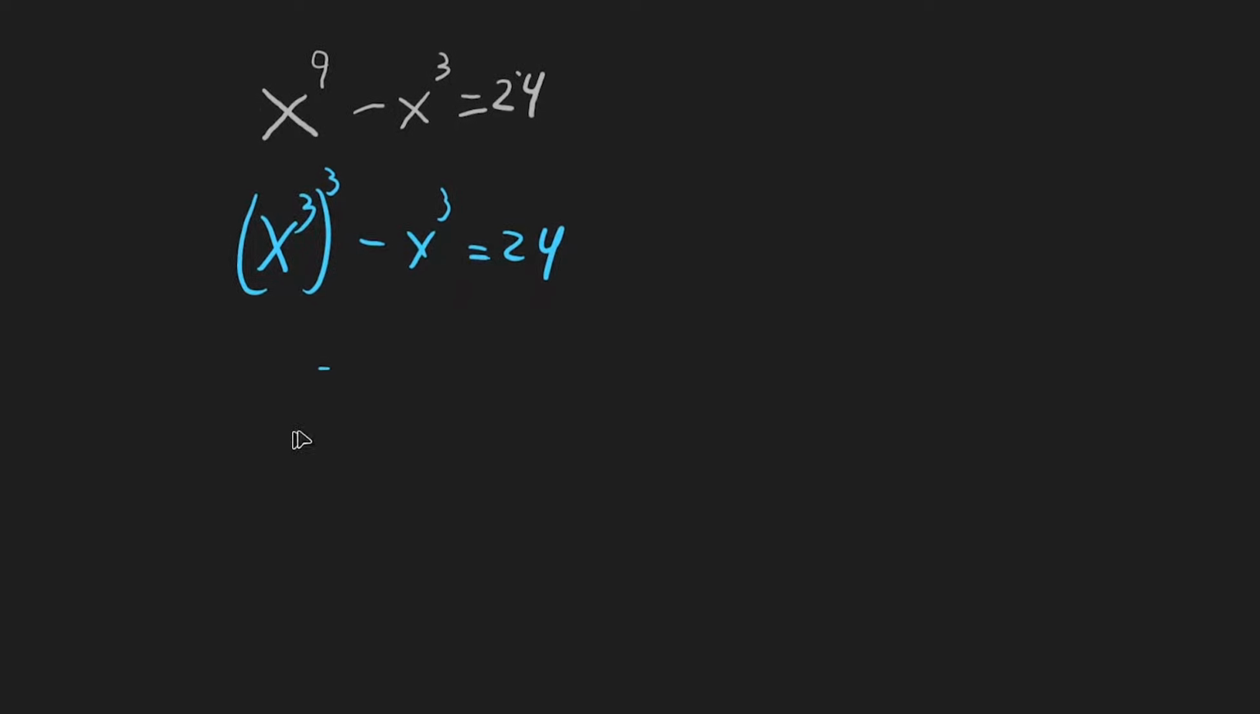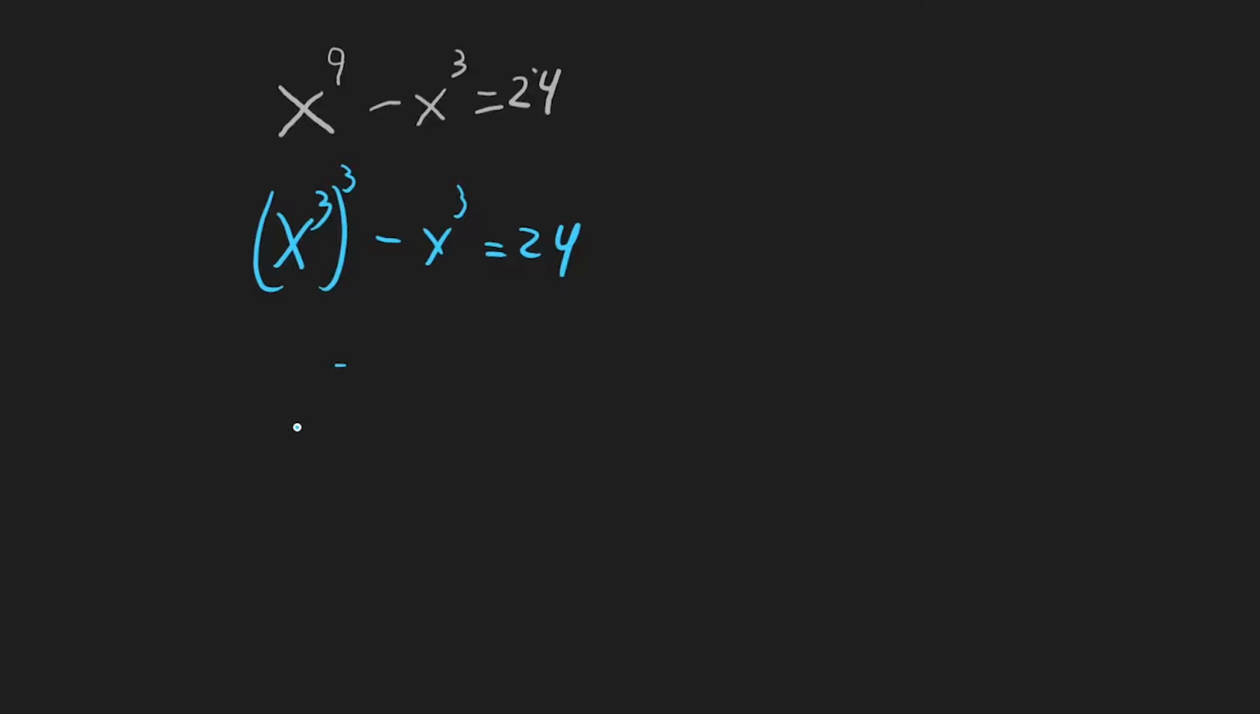All right. Now when we have done this, we will try to substitute x to the third with y. So y equals x to the power of 3. So now we can look at this. I mean, obviously this is 3. So now we can look at this and say, well, now we have y to the power of 3 minus y, and that equals 24.